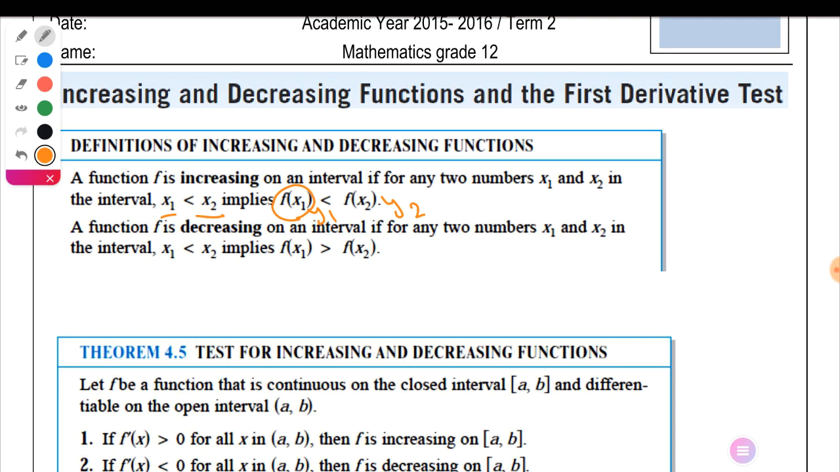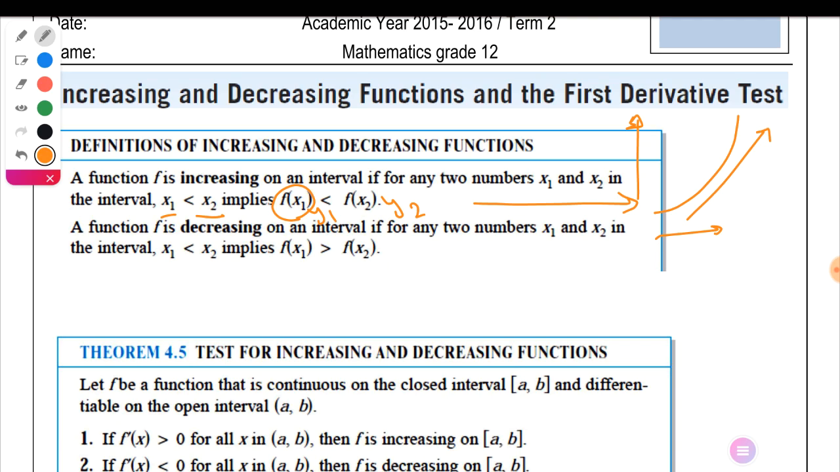Look here. What is the meaning of this? It means as x increases, y increases. The graph in this case looks like this: x increases, y increases. In this case, the behavior of the function is increasing on this interval.